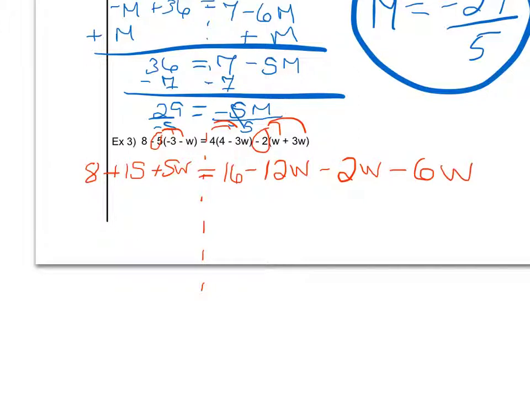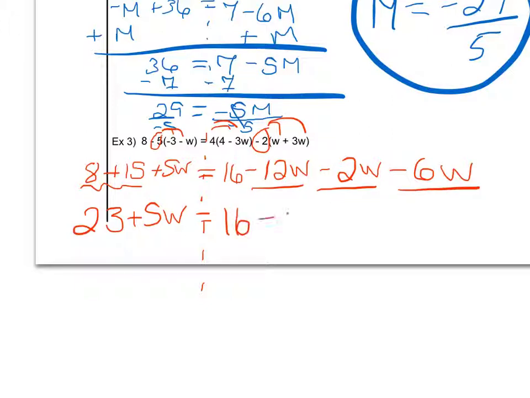From here, I want to combine my like terms. I notice on the left side of my equation, I can combine 8 and 15, giving me 23 plus 5w. On the right side, I have quite a bit of like terms. I have a negative 12w minus 2w, giving me negative 14w, minus 6w, giving me minus 20w altogether. I look at step 3, and it tells me to make sure I have variables on only one side.